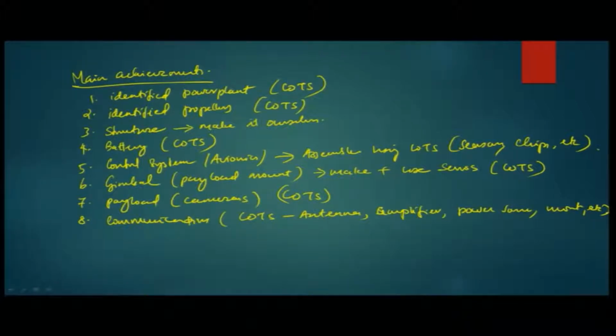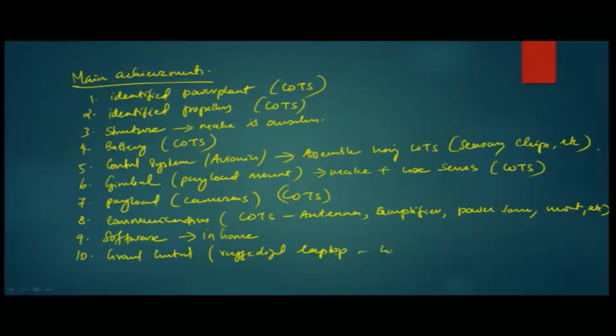Then obviously the software, in-house. This was built by ourselves, and then it was ground control. This was a ruggedized laptop, again COTS. So, if you think about it, it was actually an assembly of a lot of commercially off the shelf, available off the shelf systems, but intelligently put together.